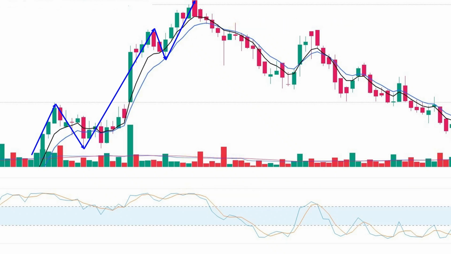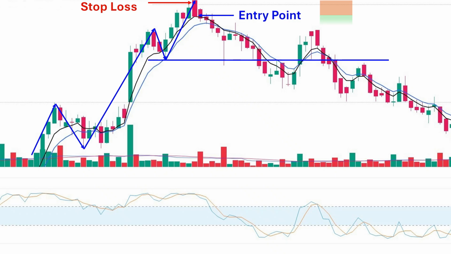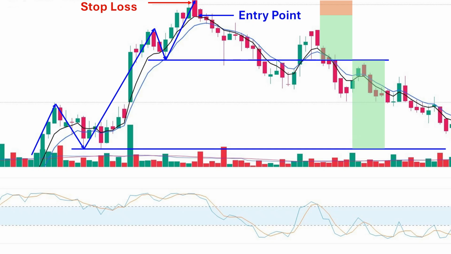Entry point: enter a short trade below the low of the bearish second candle after the pattern is confirmed. Stop loss: place your stop loss above the high of the dark cloud cover candle. Target: for short-term traders, aim for a 1:3 risk-to-reward ratio, or you can hold until the price touches the next support level or the EMAs flatten out. This confluence of signals gives a high probability setup for traders who prefer accuracy over guesswork.